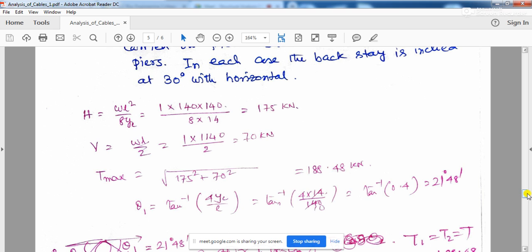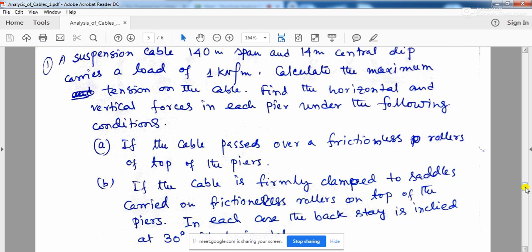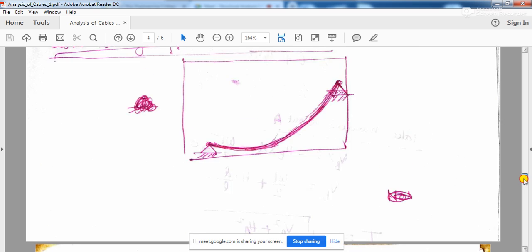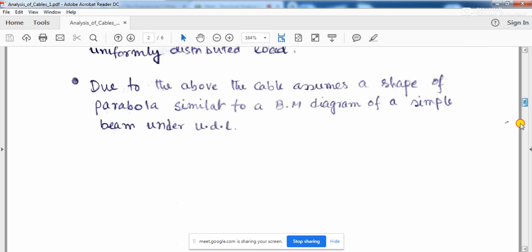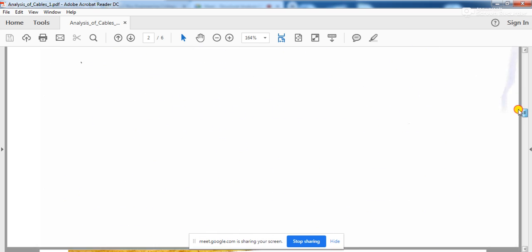Now come to the next part of the problem, which is a little bit, I will not say complex, but a little bit conceptual to understand, which we have already discussed in the theoretical part. You see, the next part is: calculate the maximum tension on the cable. That is the first part. Then the second part is: find the horizontal and vertical forces in each pier under the following conditions. So you see what is being asked over here.